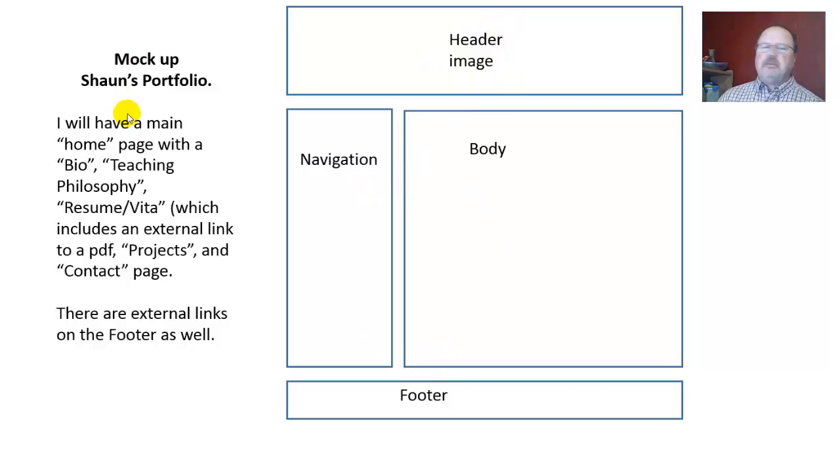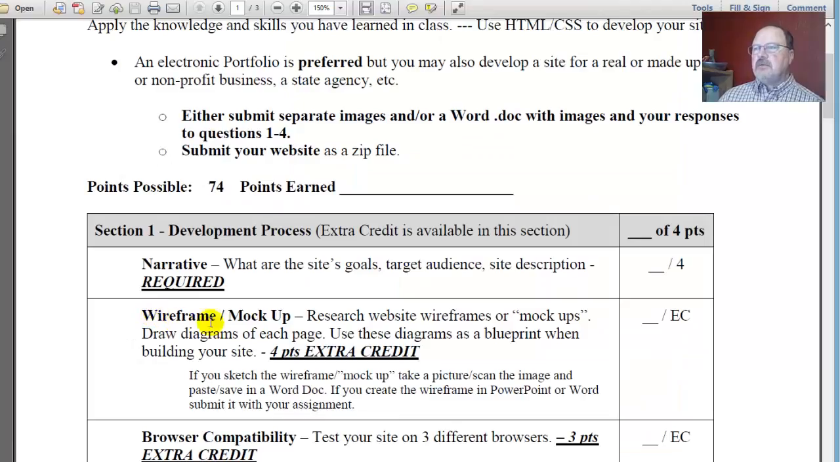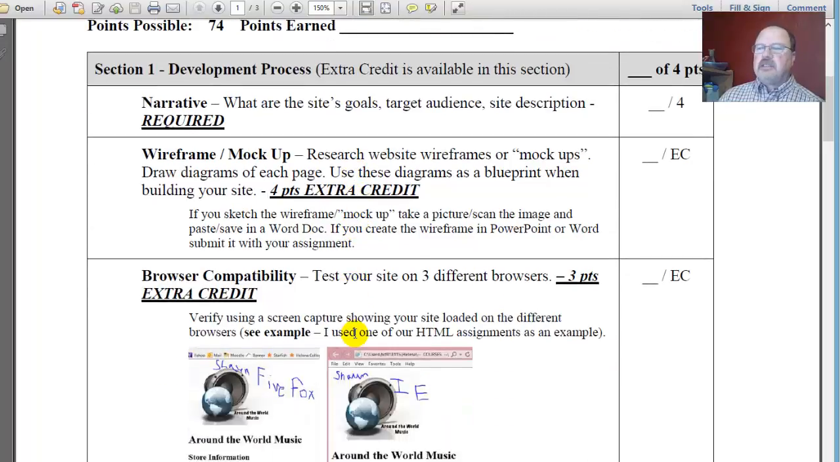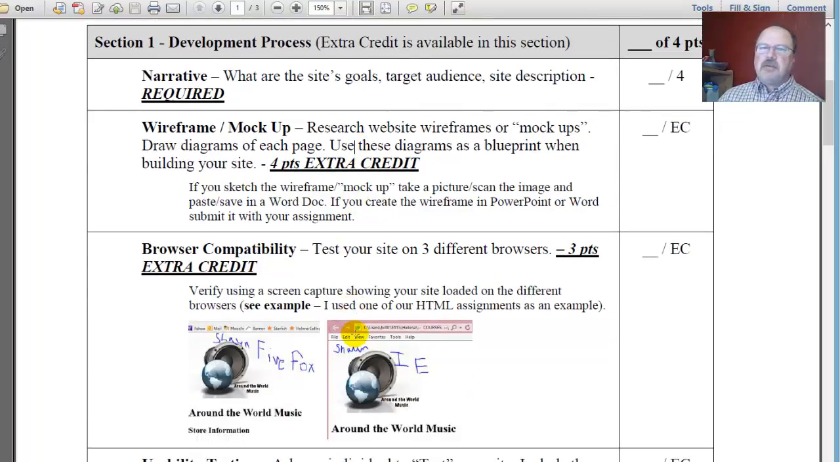My narrative will be simply a portfolio about me, and then just a quick description. I'll have a home page, a bio page, a teaching philosophy, resume, vita, projects and contact pages. There are external links on the footer as well. So that's a little bit about what that mock-up would look like. Probably a little more than that would be better than my quick mock-up using PowerPoint.